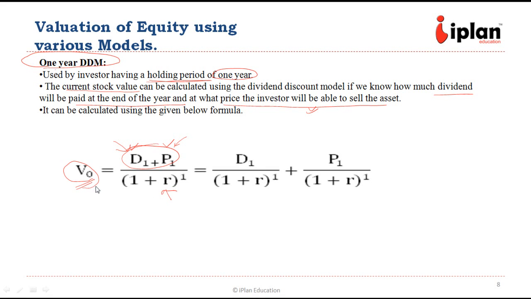If the value of the share is more than the actual current price, then it is undervalued. If the price is less than the value, then it is undervalued. If price is more than the value, then it is overvalued. So using this formula, we can easily calculate the value of the share. Let us take an example.